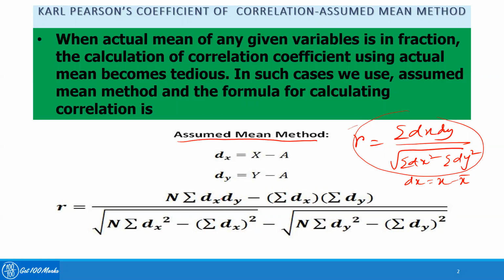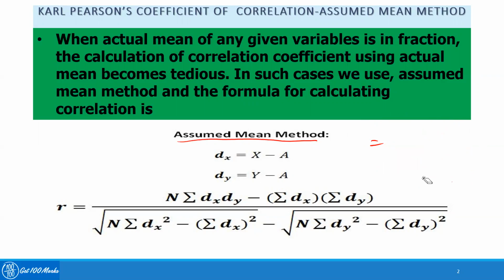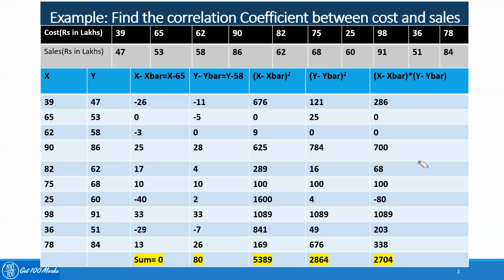So let's see this particular case with an example. Find the correlation coefficient between cost and sales. Cost in lakhs of rupees is given and sales in lakhs of rupees are given. And here we have not calculated the mean value directly, because if we calculate it by adding all these values, it comes out in decimals. In a similar way, the mean for the y series also comes out in decimals.